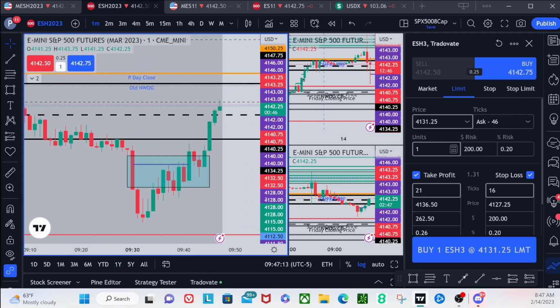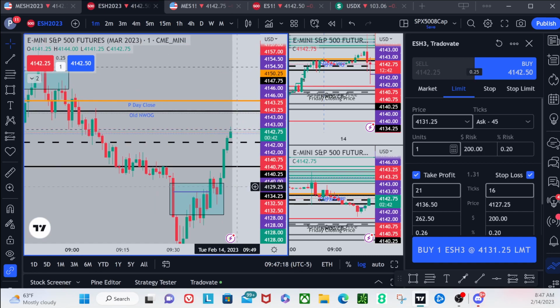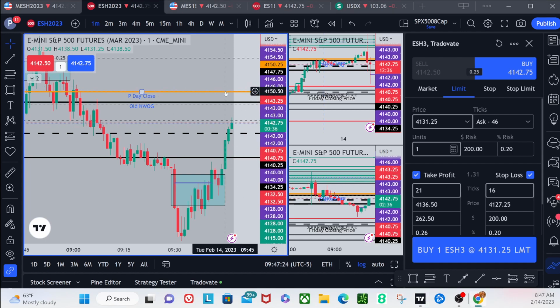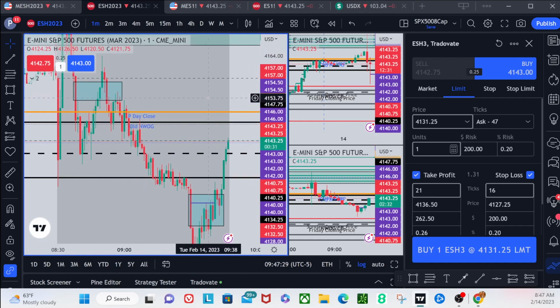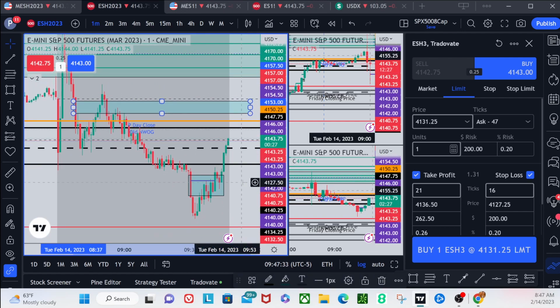Here is the overnight fade target. Overnight fade target at 41.42 being hit, as well as VWAP. Next target would be 41.58 for that fade. Dollar coming down rapidly here. Keep an eye on the dollar. You're basically a Forex trader today.